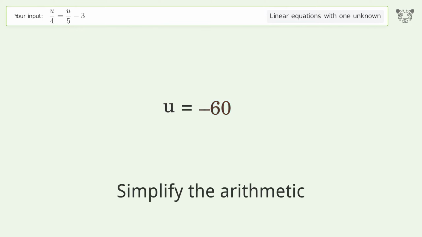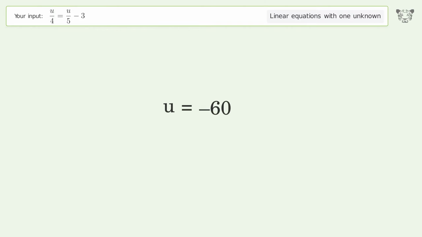And so the final result is u equals -60.